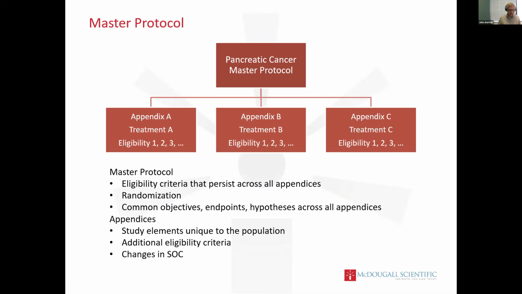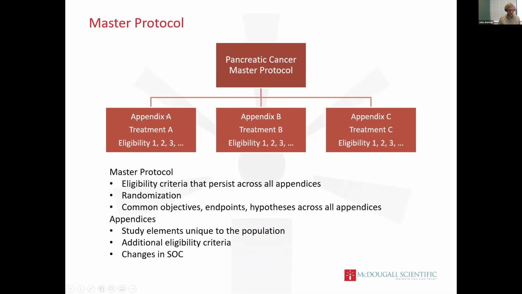Instead of starting big, it starts small. We write what's called a master protocol, and that master protocol covers all the features for any drug or treatment arm that's going to be considered under this master protocol. Such things as eligibility criteria, randomization features, common objectives, maybe the endpoints. All of these have to be common across all what are called appendices.